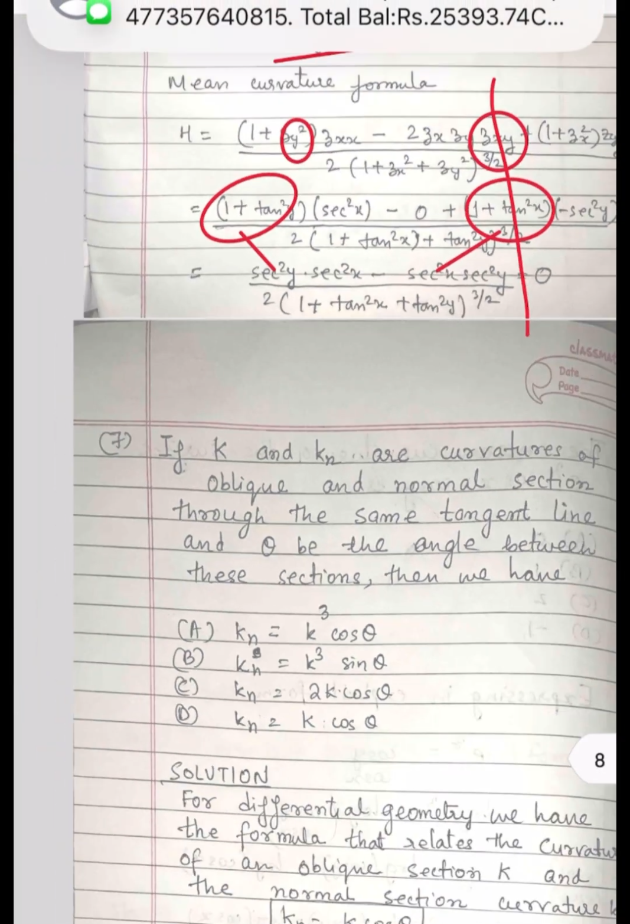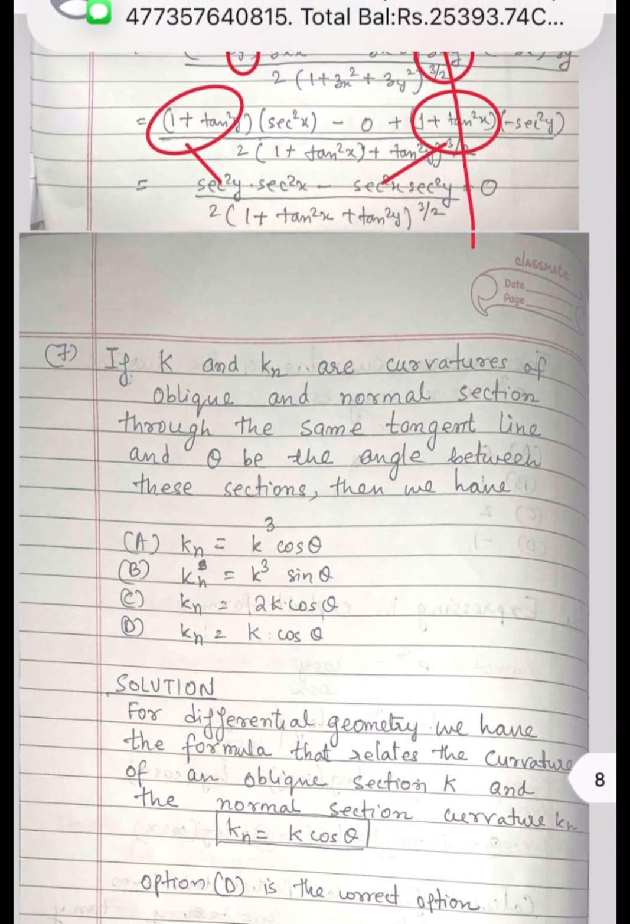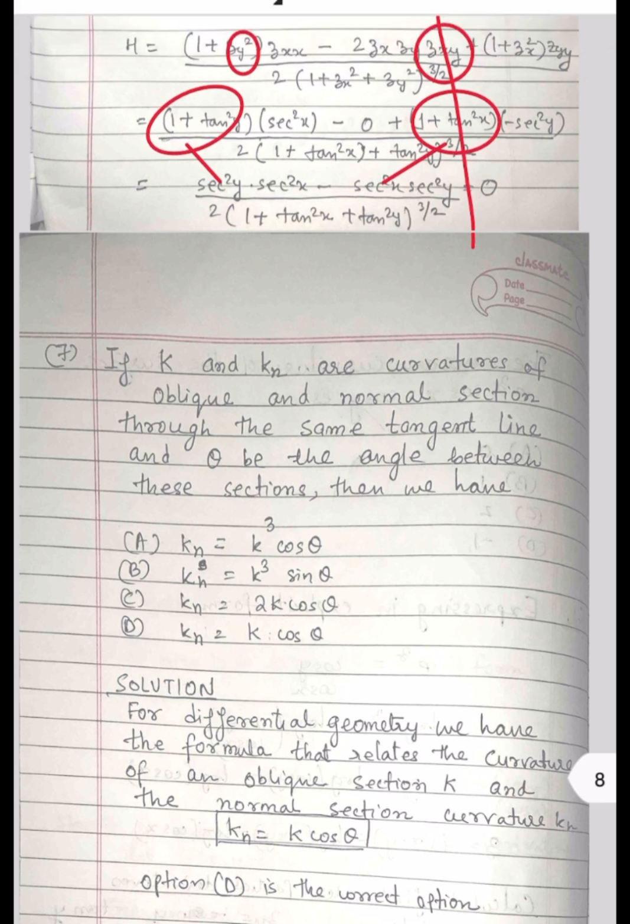Let's move to the next question, question number 7. So this is a direct formula. This question's answer is a direct formula for differential geometry. We have the formula that relates the curvature of an oblique section K and the normal section curvature Kn: Kn equals K cos theta. So this is a directly formula based question. If you have read differential geometry, you will see that this is one of the formulas which relates the curvature of an oblique section to the curvature of the normal section. Okay. A very simple direct formula based question has come. Now let's move on to the next question, number 8.